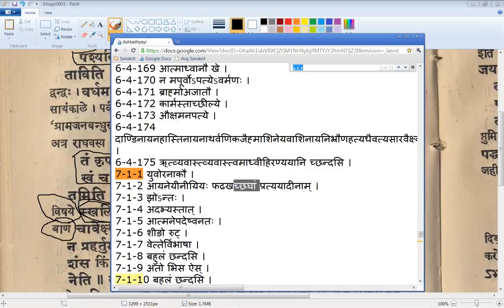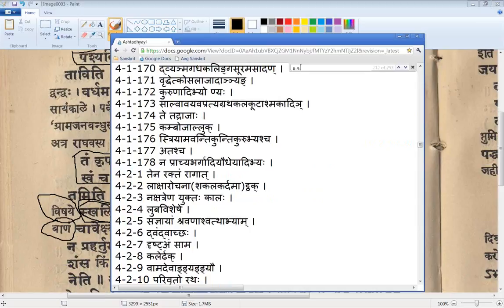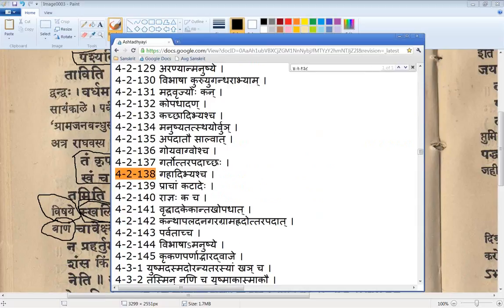So this is a sutram which gives a cha pratyaya, gahadibhyascha, 4.2.138. Pratyaya cha is coming, and then gahadibhyascha. So the gahadibhyascha is that cha syat gahiyaha. So these take the cha pratyaya.